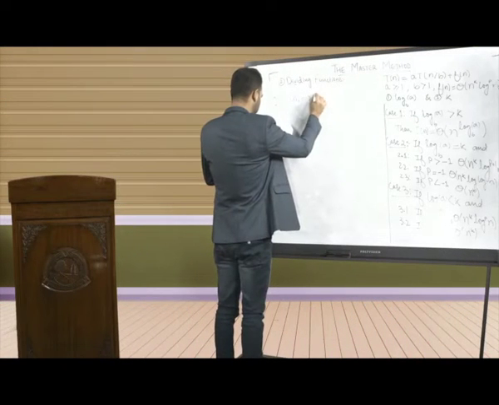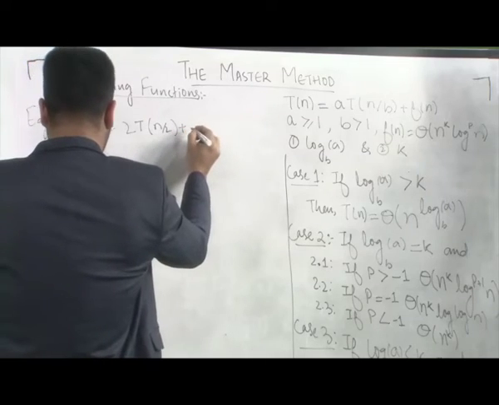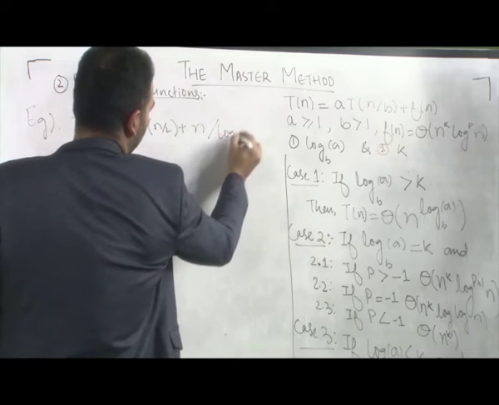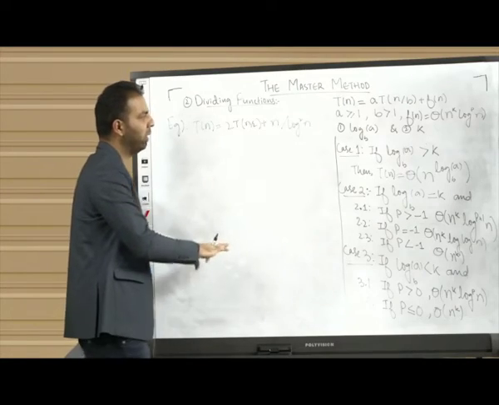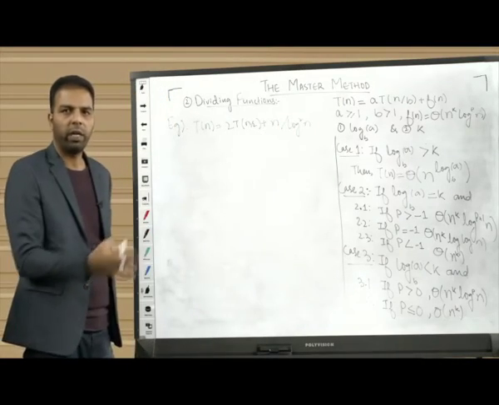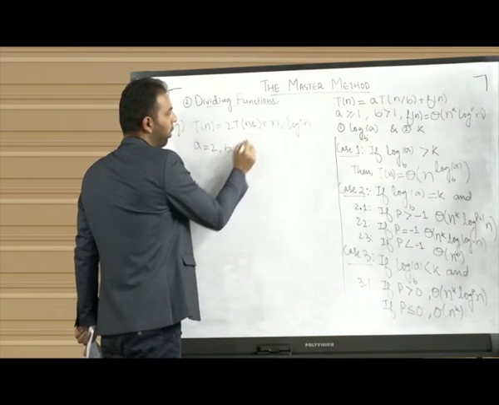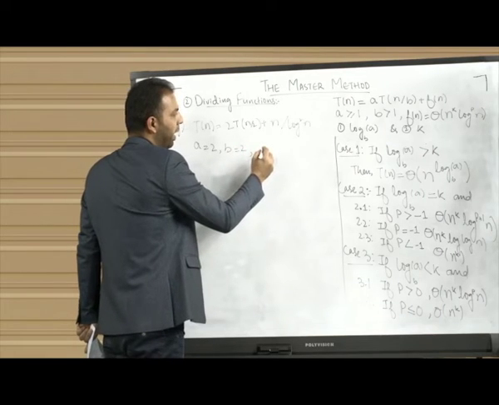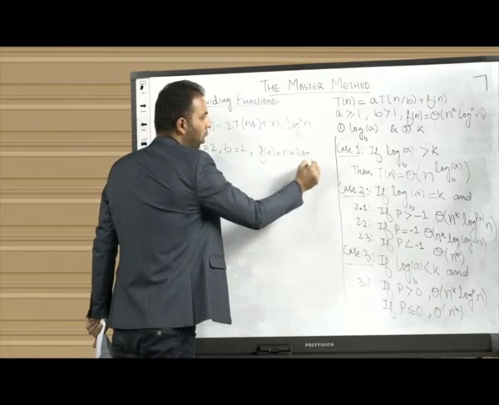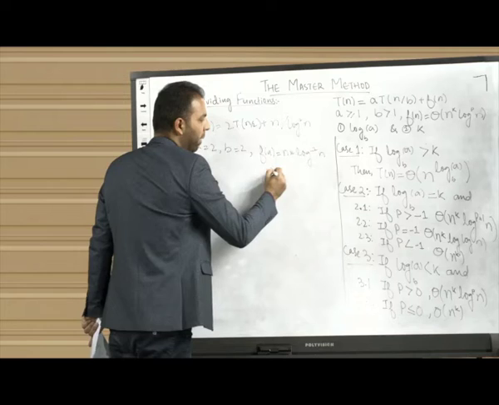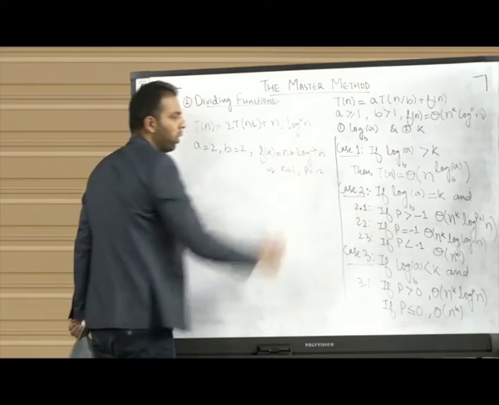Next, T(n) = 2T(n/2) + n/log² n. This is almost the same as the previous example. The only difference is here we have log square, and there it was only log n. So a is equal to 2, b is equal to 2, and f(n) is equal to n multiplied by log raised to the power minus 2 of n. It implies k is equal to 1 and p is equal to minus 2.